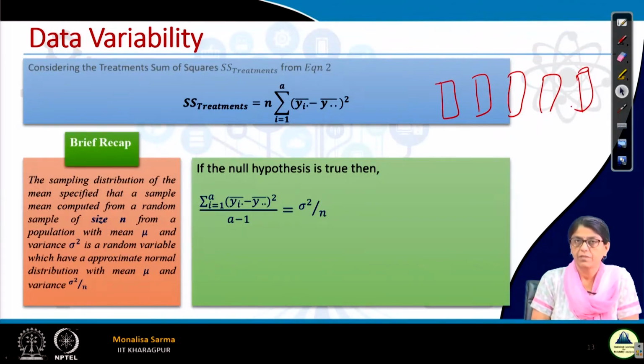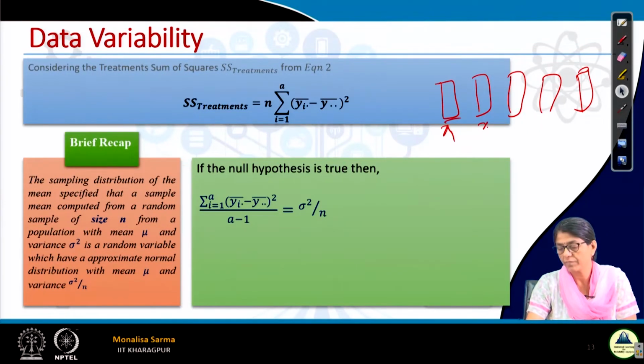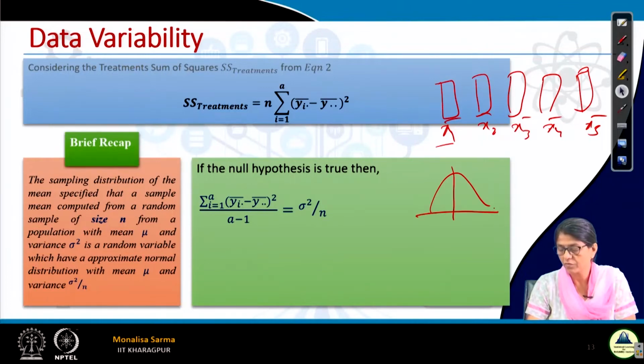We have taken 5 samples. From each one, suppose this is x1 bar, this is x2 bar, x3 bar, x4 bar, and this is x5 bar. And this x1 bar will have a sampling distribution which is normal. And what will be the mean of this distribution? The mean will be the population mean.